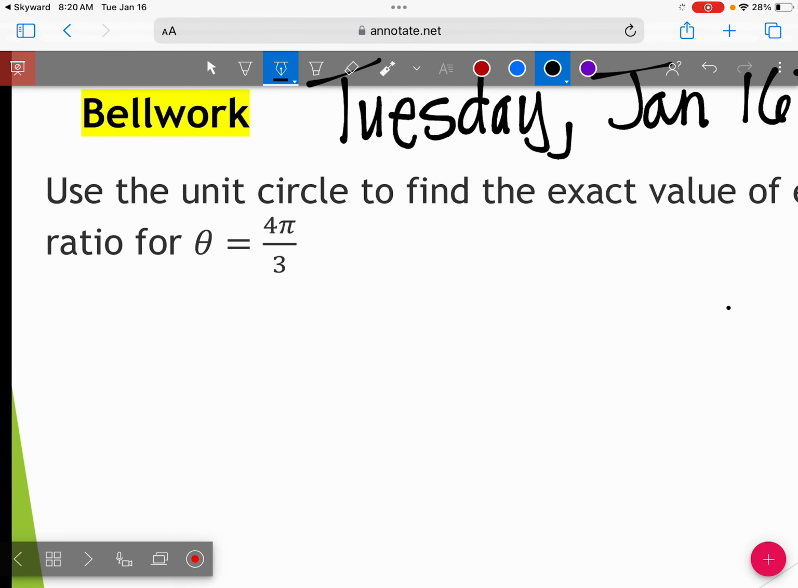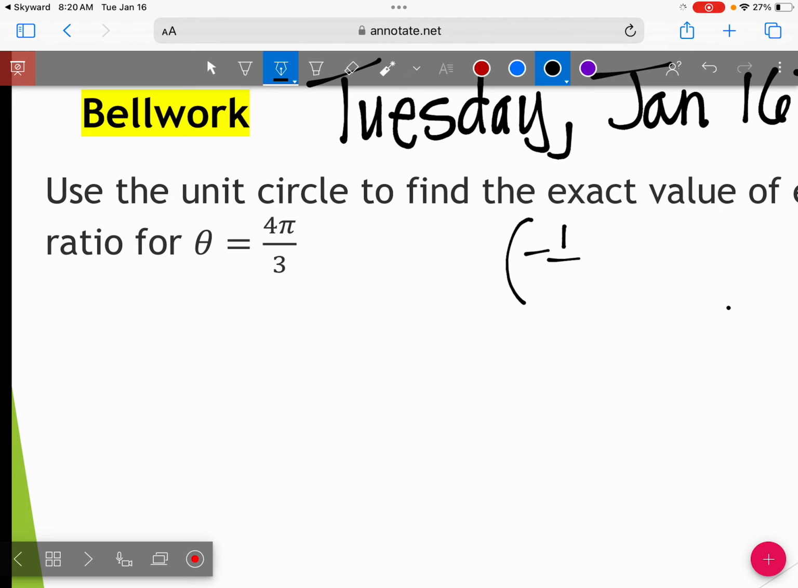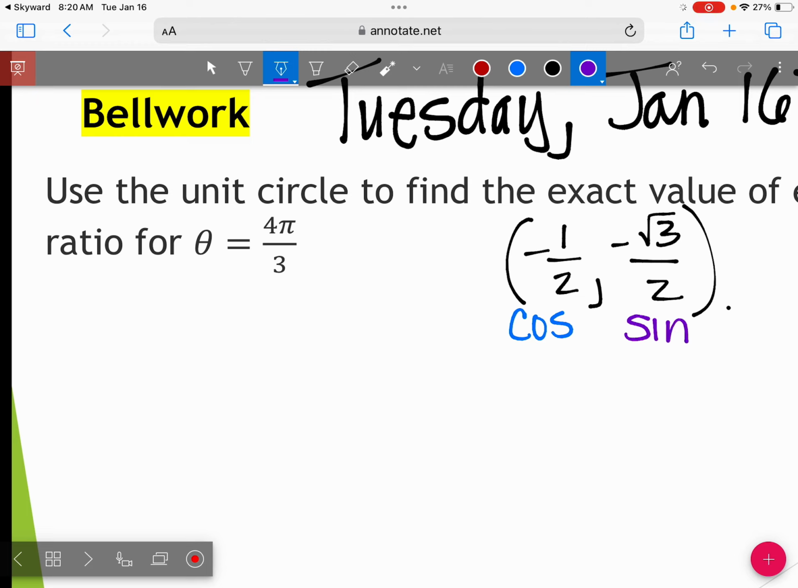Okay, so 4 pi over 3 is the same as what in degrees? 240. Okay, so when you find that on the unit circle, 240 degrees, the coordinate is -1/2, -√3 over 2. All right, so do we agree with that part? Yes. The first number in the ordered pair is cosine, and the second number is sine. So we already have 2 of the 6.